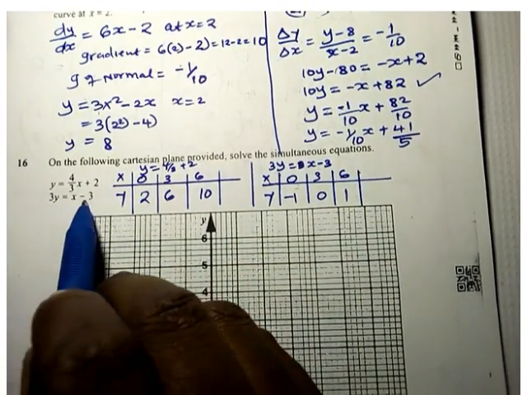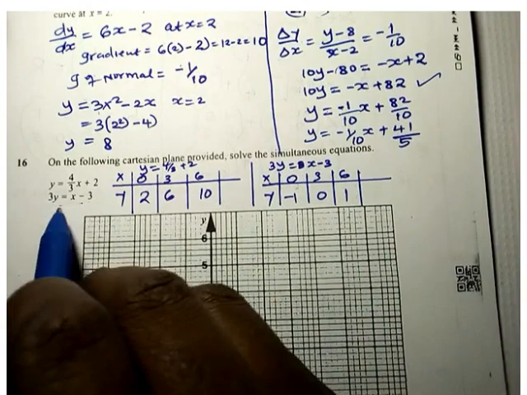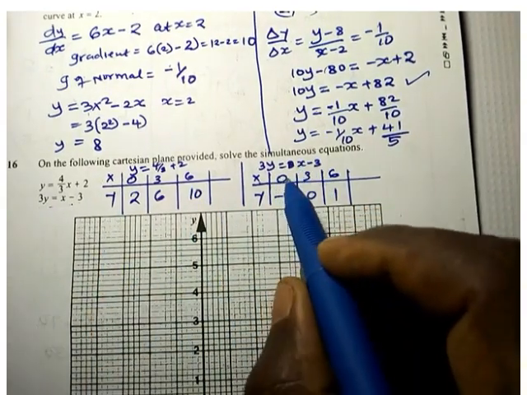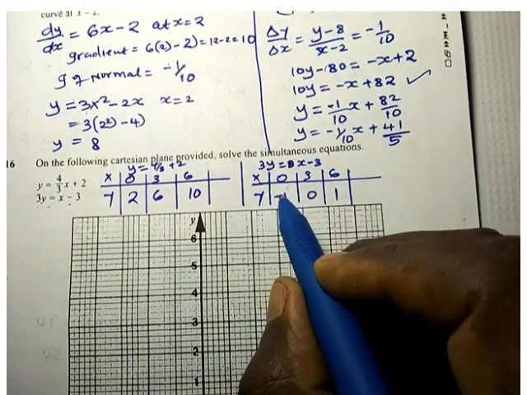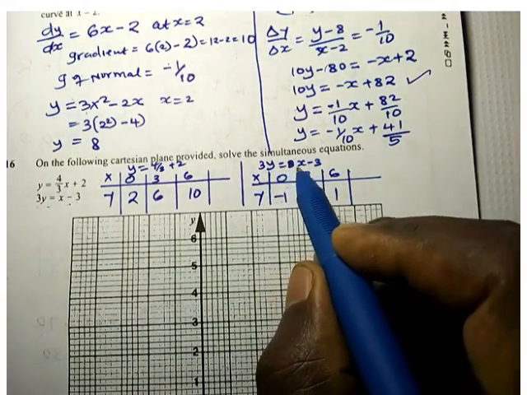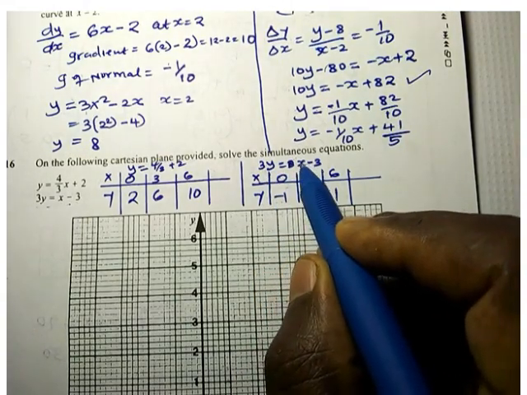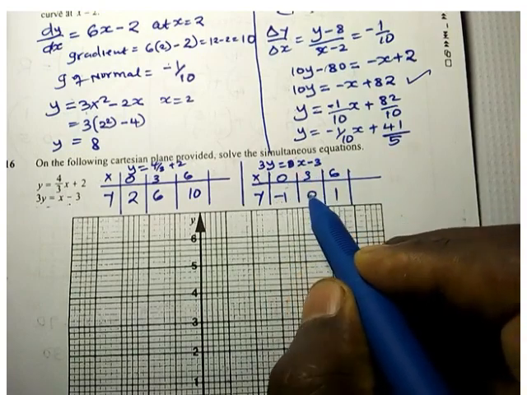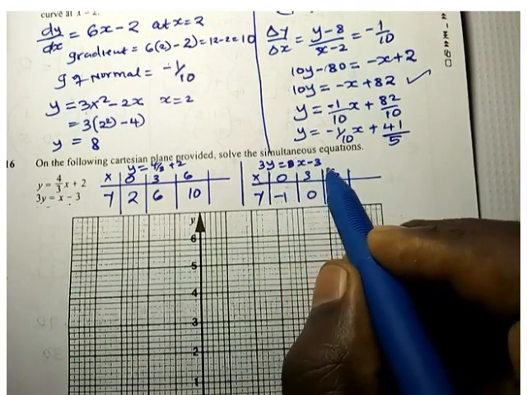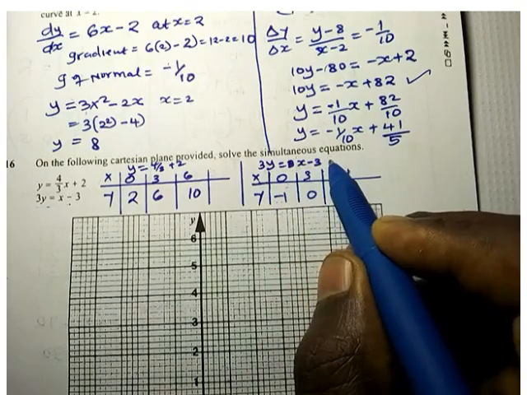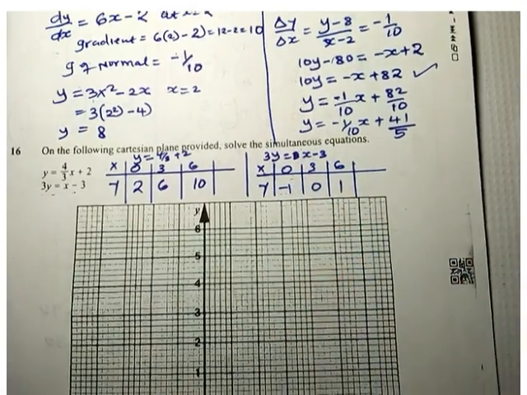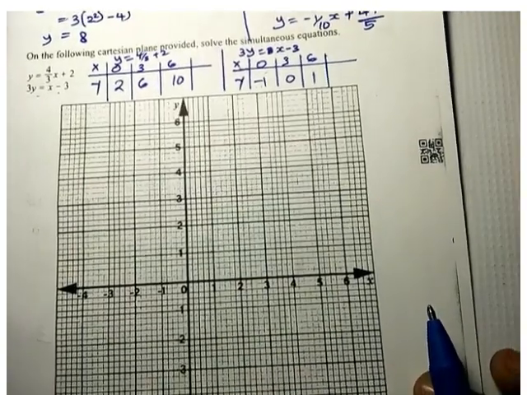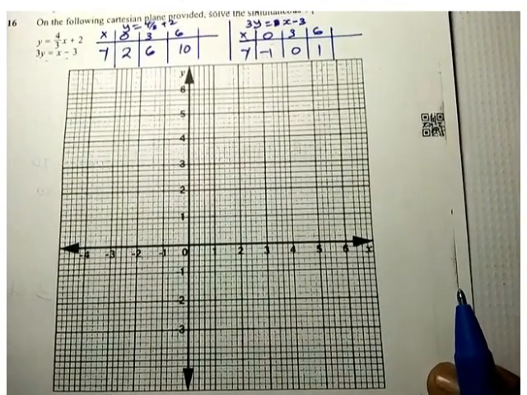For this line, this is the one here. You can also start when x is 0, y is going to be negative 1. When x is 3, 3 minus 3 is 0, so y is going to be 0. When x is 6, 6 minus 3, the answer is going to be 3. So we are going to use these coordinates to draw the graph on the Cartesian plane provided.